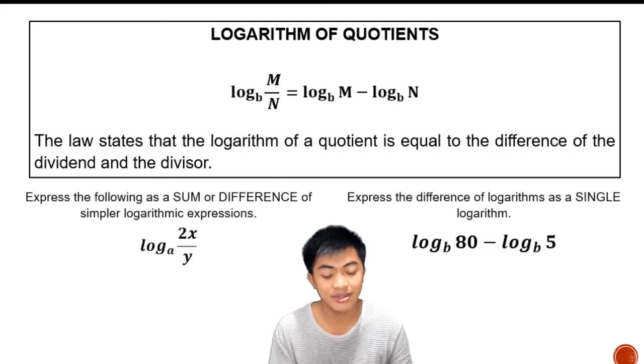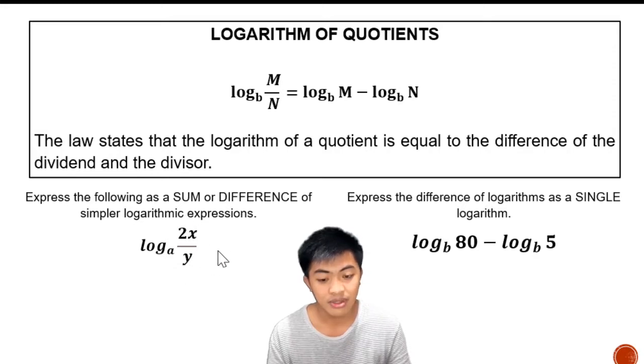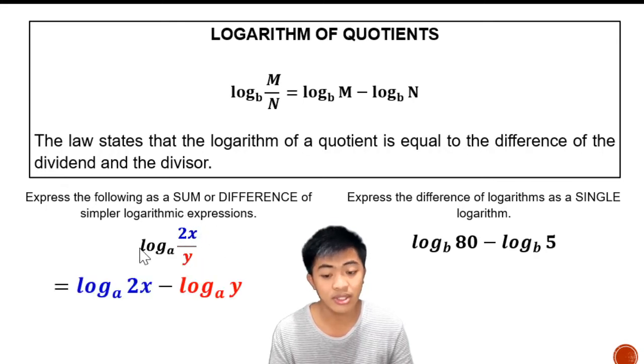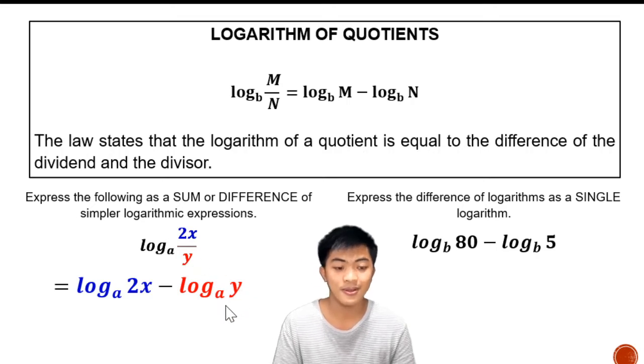So let's try to do this one. You have here logarithm of 2x over y to the base a. That is a fraction. We get the dividend. The dividend is 2x. And then we get the divisor, that is y. We first write the dividend, and then minus the logarithm of the divisor to the base a. And the divisor here is y.